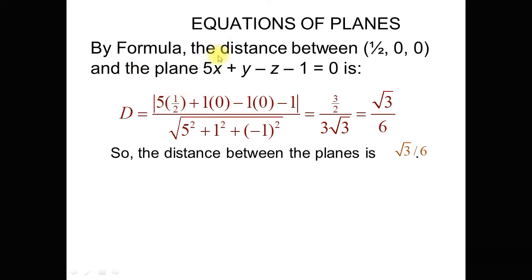And now the coefficient of x is 5, 5 square, the coefficient of y is 1, 1 square, the coefficient of z is minus 1, minus 1 square, under root. And now after simplification we obtain 3 by 2 divided by 3 and 2 under root 3, and after further simplification we obtain square root of 3 divided by 6. So the distance between the planes is square root of 3 divided by 6.